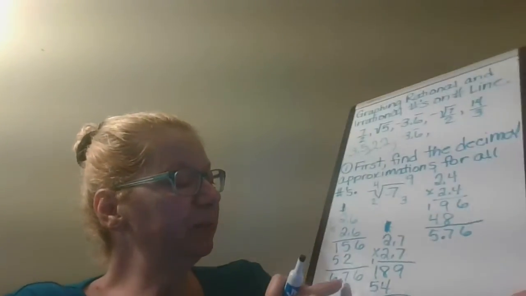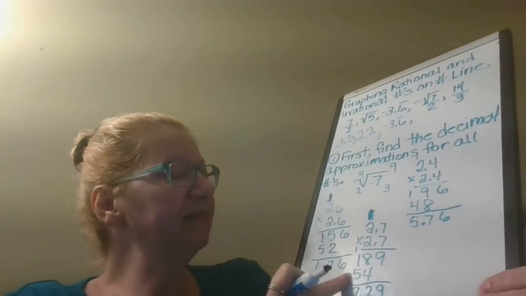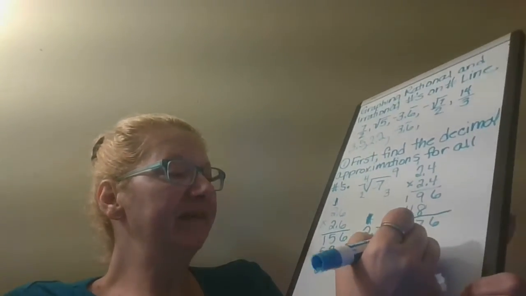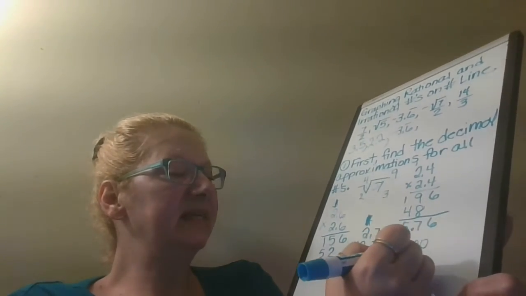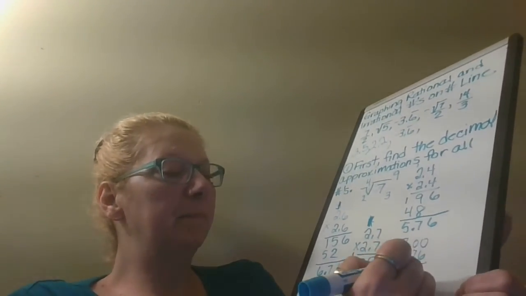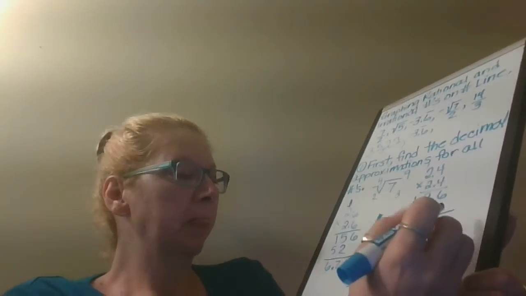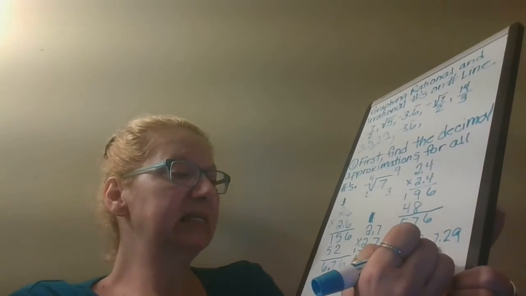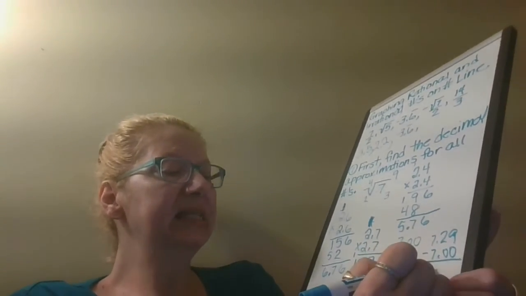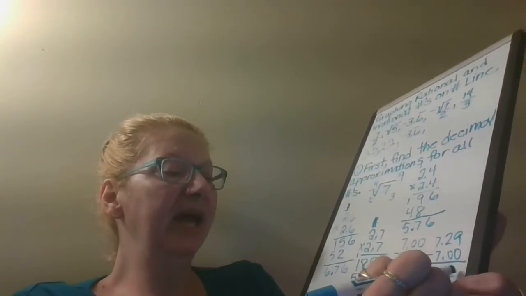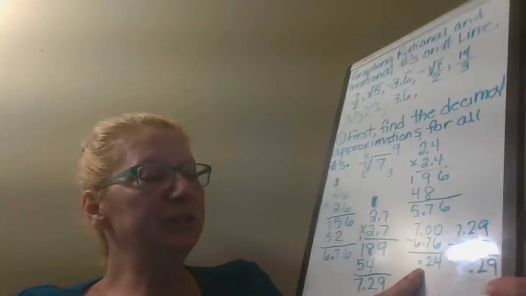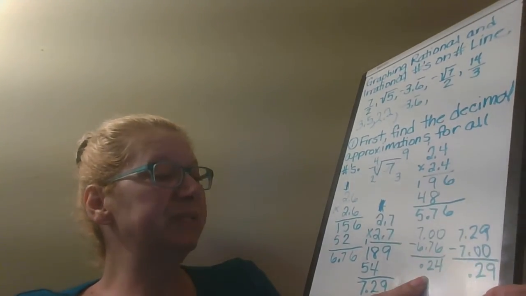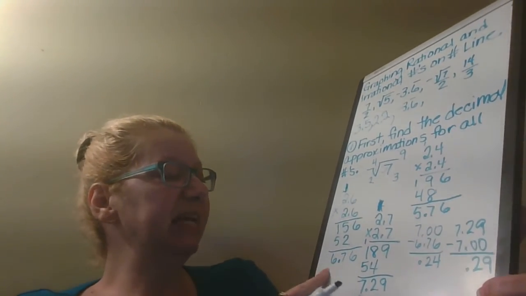So we're going to find the difference between 6.76 and 7, and the difference between 7.29 and 7. 7.00 minus 6.76 is 0.24, and 7.29 minus 7.00 is 0.29. So 0.24 is smaller than 0.29, so we're going to take the root that gave us an answer of 6.76.